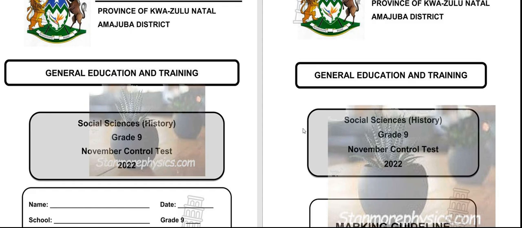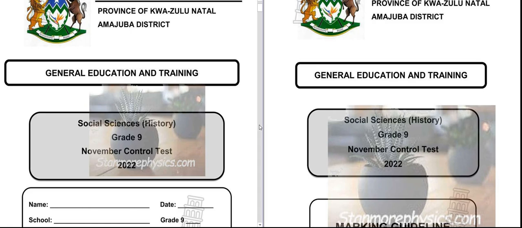We are going to look at the November control test of 2022. Within the context of this video, we are going to present to you the questions and answers of this question paper of November 2022. We have our question paper to your left, and our marking guideline is to the right.